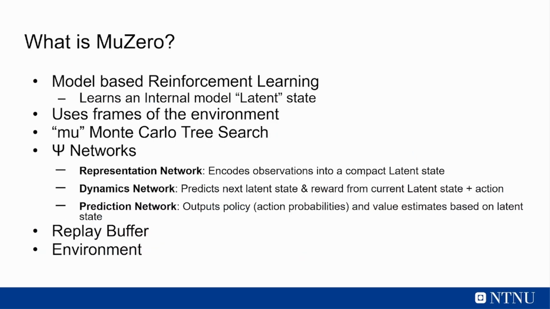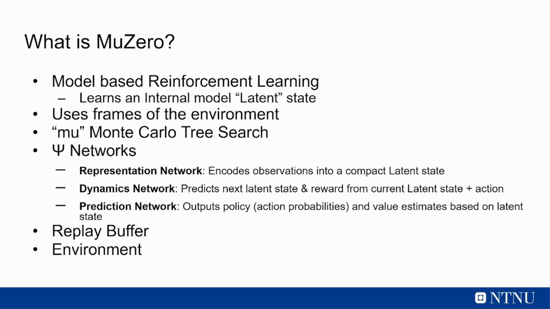MuZero is a model-based reinforcement learning agent that learns everything it needs simply by observing raw frames of its environment. Rather than relying on a given simulator, it builds its own compact, latent model of how the world works by using 3 different networks. The representation network that encodes recent frames into this latent state. The dynamics network that predicts the next state based on an action and gives out a reward for the state, and the prediction network that outputs action probabilities and value estimate from the latent state.